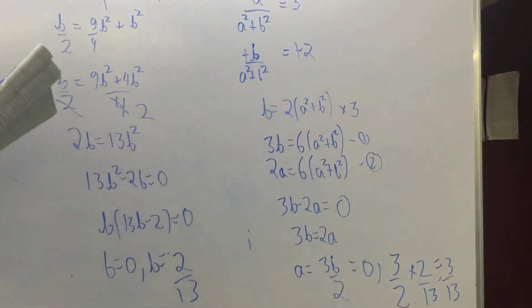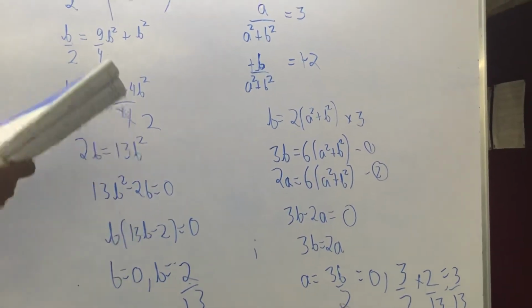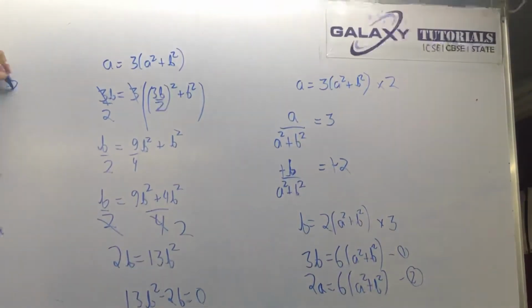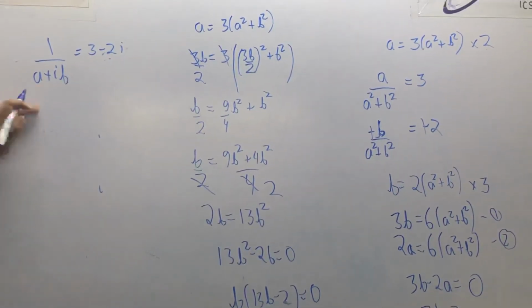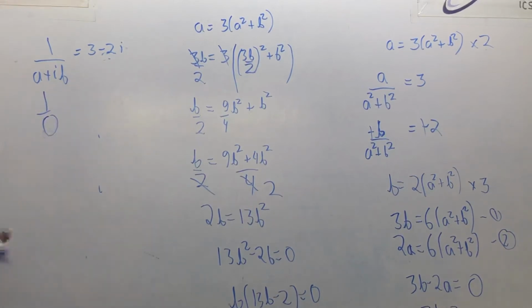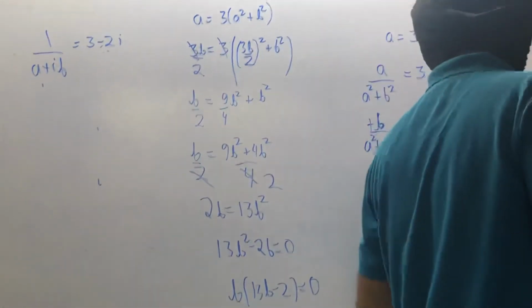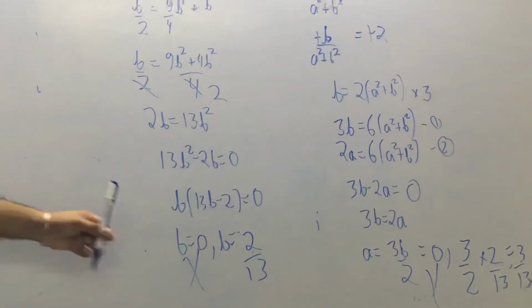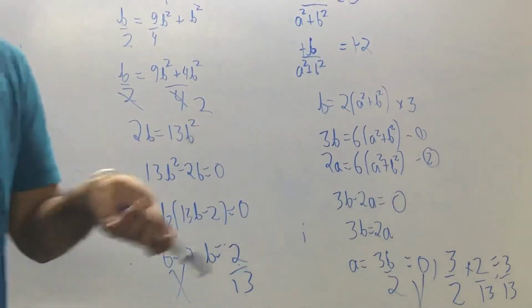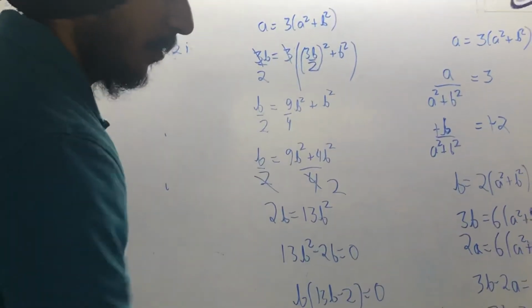Actually no, because the question was 1 upon a plus iota b is equal to, this was the question in the beginning, right? If you put a and b as 0, what will you get? You will get 1 upon 0, and 1 upon 0 is not defined. So it is not possible for a and b to be 0. Okay, so the answer will be 2 by 13 and 3 by 13. A is 2 by 13 and b is 3 by 13. No need to write a is equal to 0, b is equal to 0, because this is not possible, because the answer becomes not defined. Okay, so this is a very important concept.